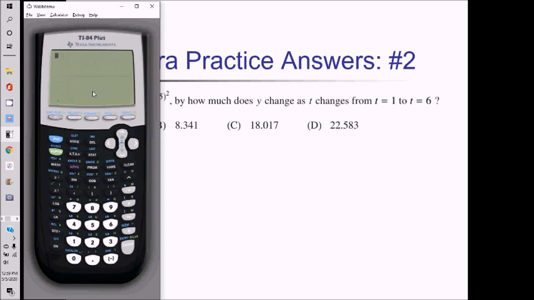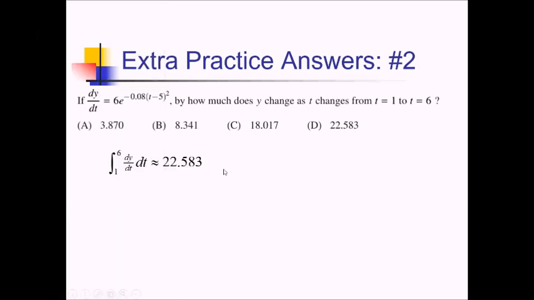So let me quit out of there. Let me just do math 9 for integral. And again, we're going from 1 to 6. And let me just do alpha trace to pull up my y1 that I just stored that function in. Put a little x here for dx, press enter. And it comes out to about 22.583. So that's all we had to do on that one, choice D.